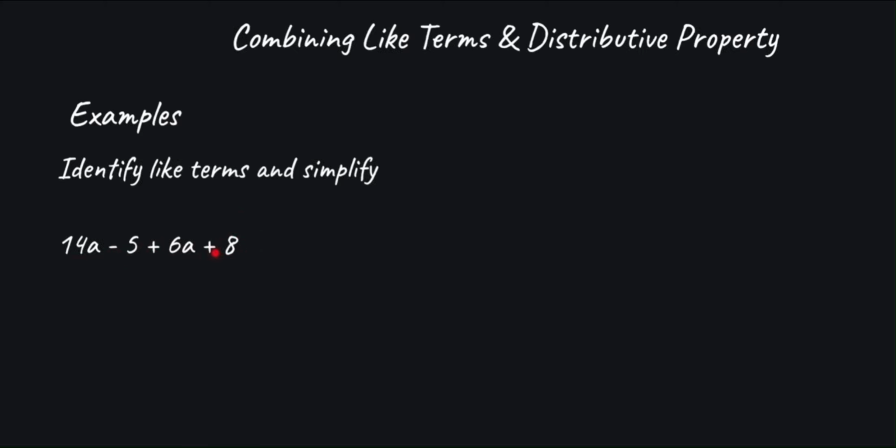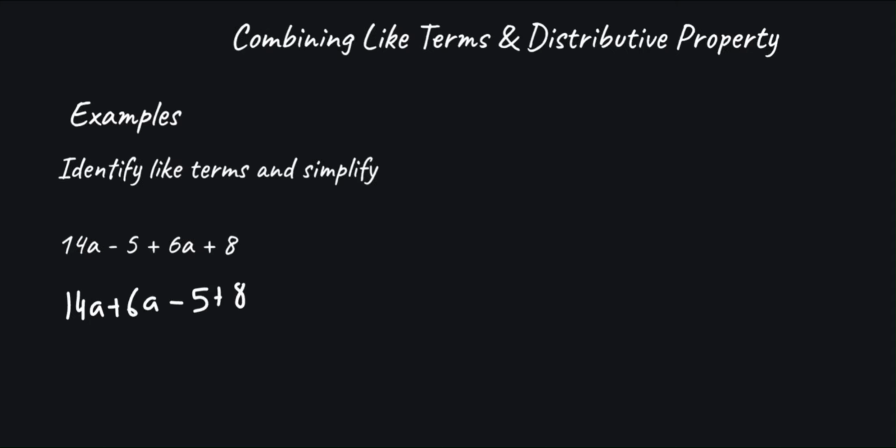Like we did in the last question, we're going to group the like terms. I see 14a and 6a. These two are like terms. Minus 5 plus 8 are also like terms. So let's group them together: 14a plus 6a, minus 5 plus 8.